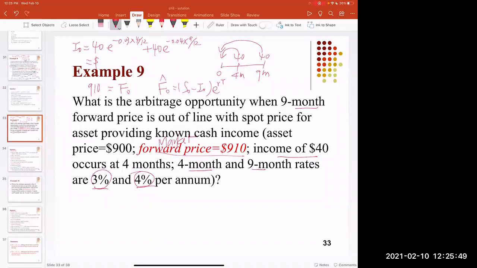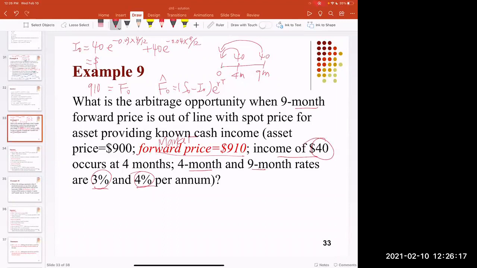What is I0? Professor, so the asset provides two dividends of $40, one at 4 months and one at 9 months? Mm-hmm. Oh, okay, because it only says 1 at 4.